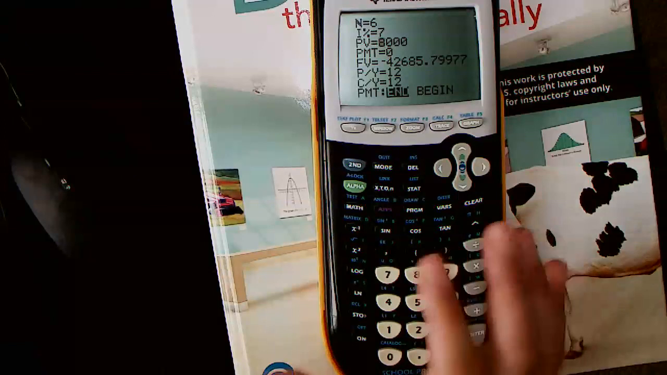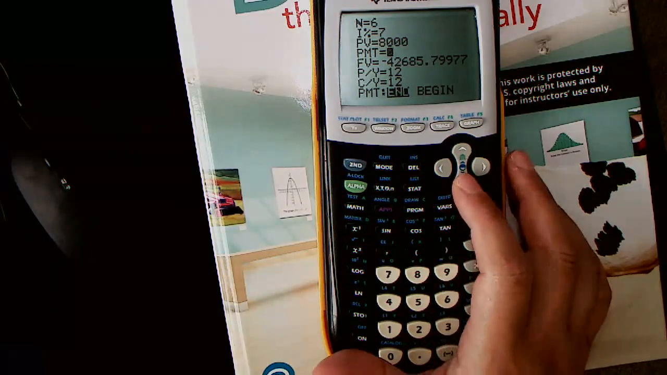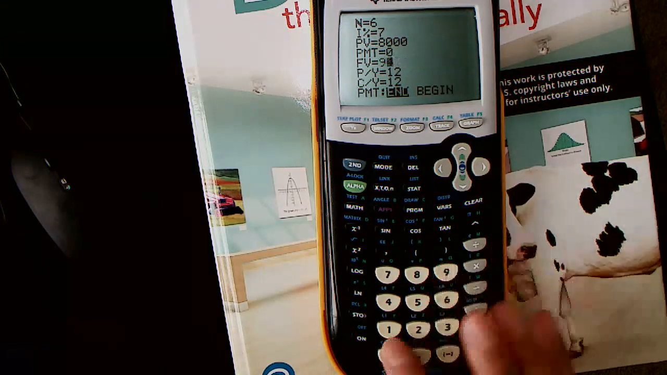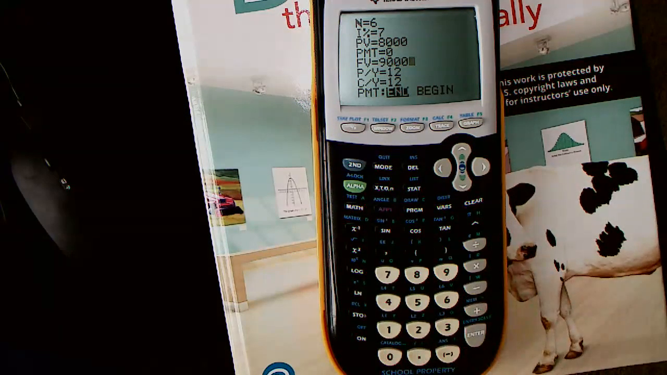Present value, we don't know. That's something we need to solve for. PMT payment is 0. Future value is given. Future value, you want 9,000 in 3 years. So enter 9,000. Very important. P per Y, C per Y.